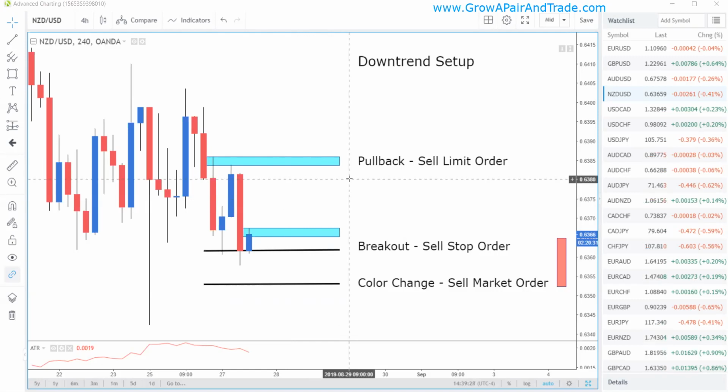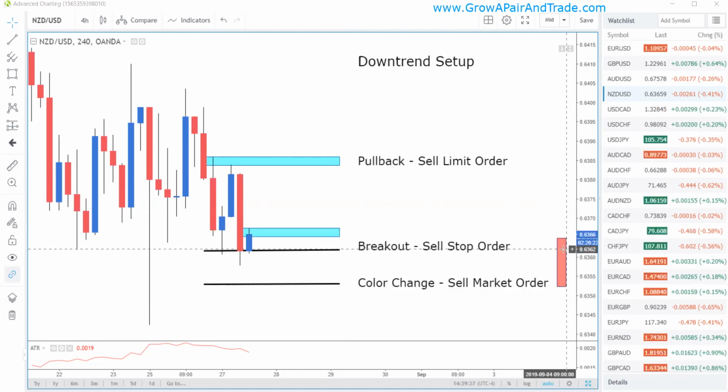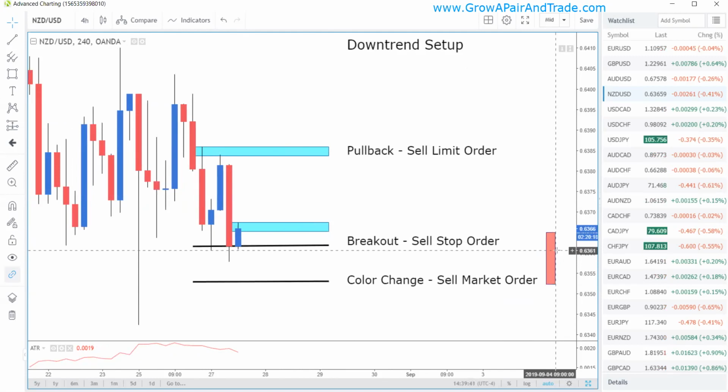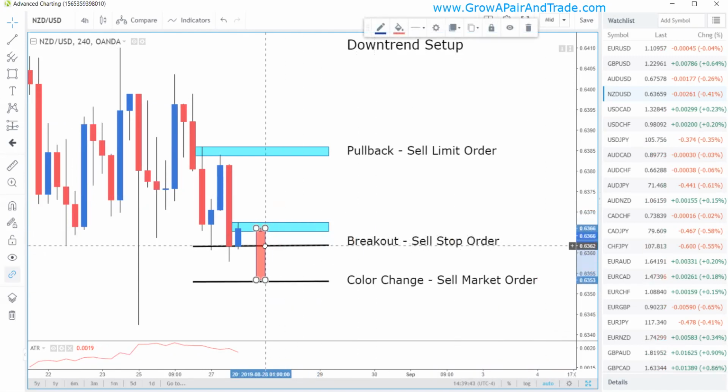Now, the color change entry is proof that price wants to move in the new direction, and a buy stop order is usually used for this entry. A color change should be taken on the refined time frame and close to a higher time frame pivot, which is a level of buyers or sellers.